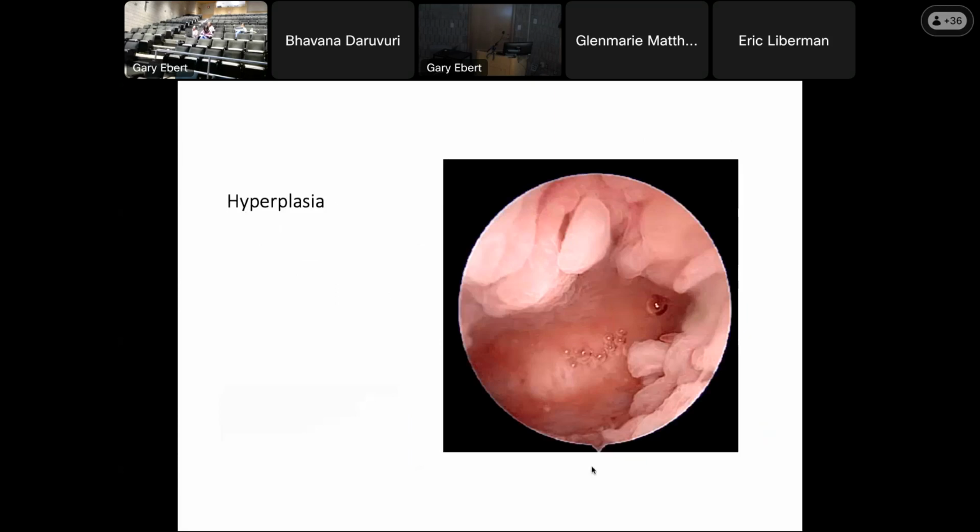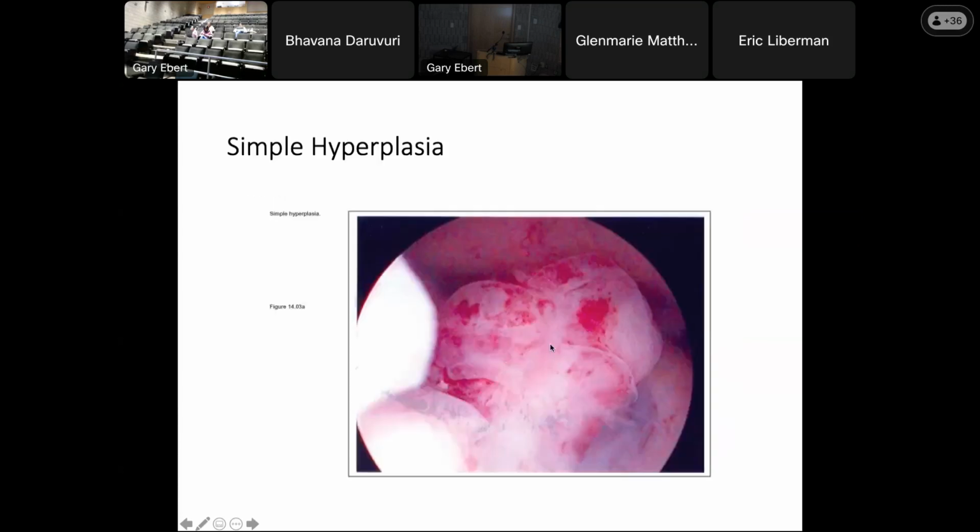So this is what we're going to go over, some abnormalities that can appear. This is what the appearance of hyperplasia could look like. Again, it's difficult to differentiate just from looking at this from secretory or proliferative endometrium, but this is what hyperplasia looks like. Simple hyperplasia has an appearance similar to this.